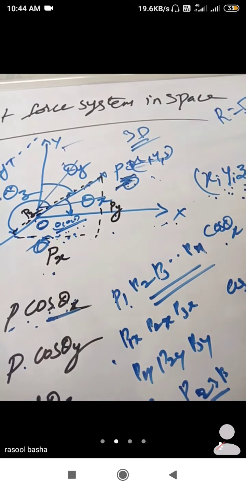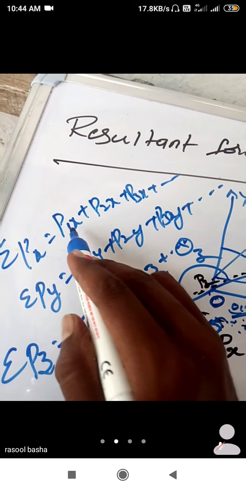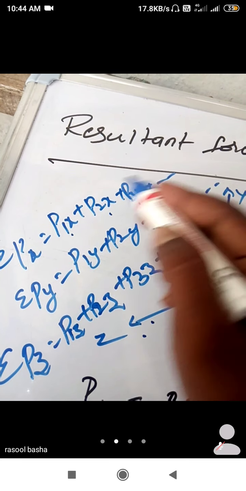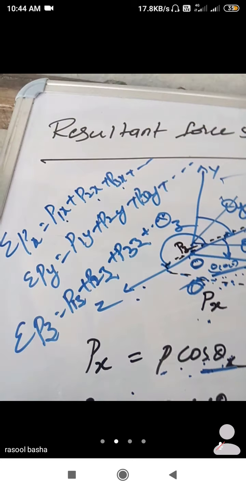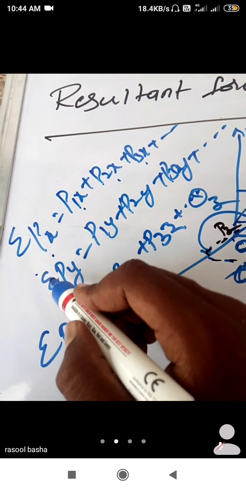For finding the system of force values, afterwards we can combine them, nothing but addition: 1x, 2x, 3x along this direction, the force values we can add. That we call the summation of P suffix x. Similarly, summation of P suffix y.